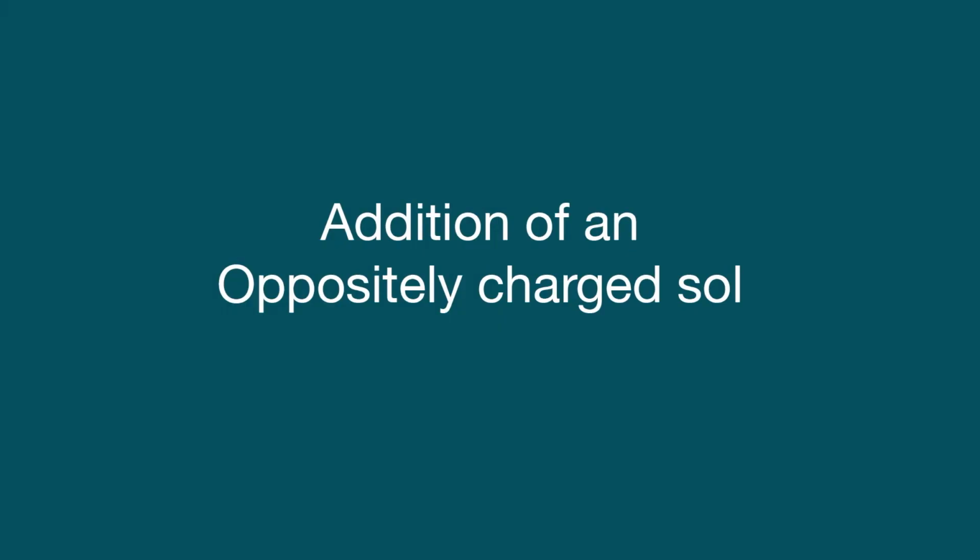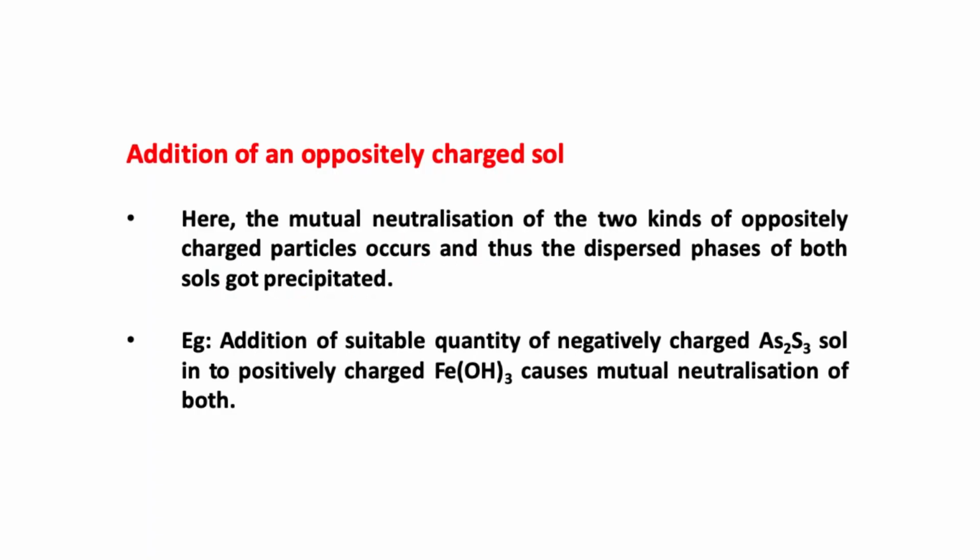Next method includes the addition of an oppositely charged sol. Here, the mutual neutralization of the two kinds of oppositely charged particles occurs and thus the dispersed phase of both sols gets precipitated. Example is the addition of a suitable quantity of negatively charged arsenic trisulfide sol into positively charged ferric hydroxide sol, which causes mutual neutralization of both.